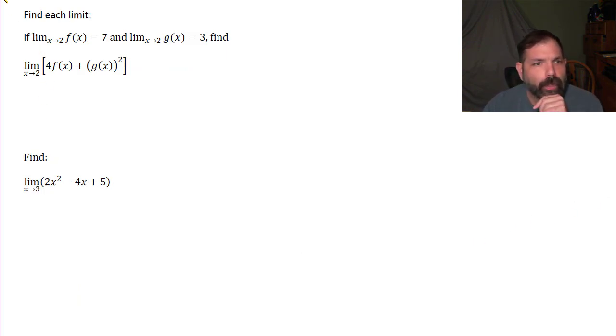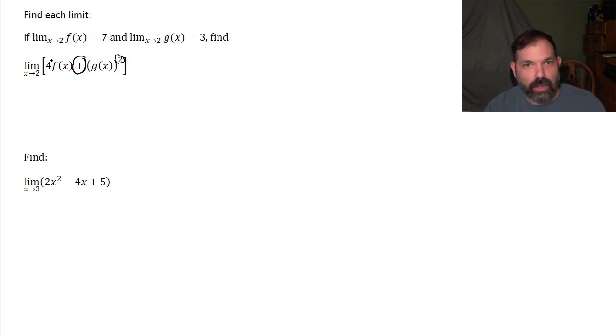So here, we're told that the limit with x approaching 2 of a function f of x is 7. The limit with x approaching 2 of a function g of x is 3. We're asked to find the limit with x approaching 2 of 4f of x plus g of x squared. All right, so I can use the properties of limits that we saw in the previous topic. I can break up this addition, I can break up this multiplication, and I can break up this exponentiation.